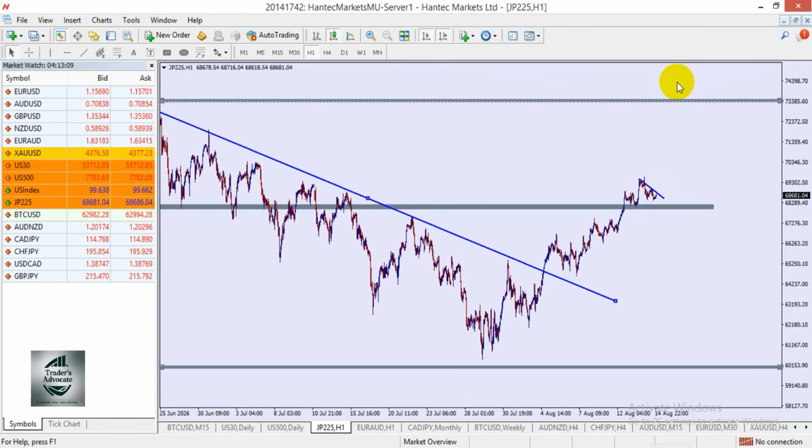My overall target comes at this level. So we have all this space to play with. Take that again. Wait for price to pull back here for a bounce, a pullback here for a retest.